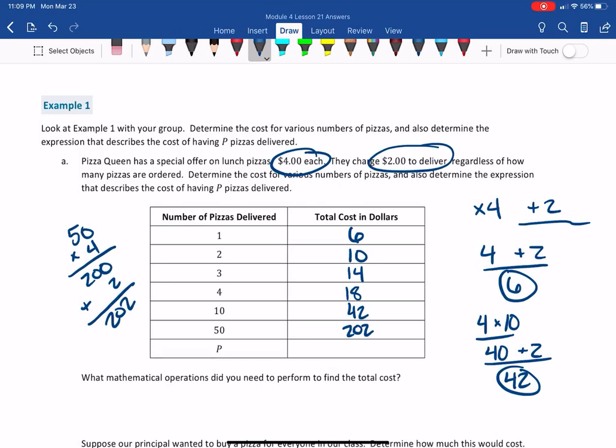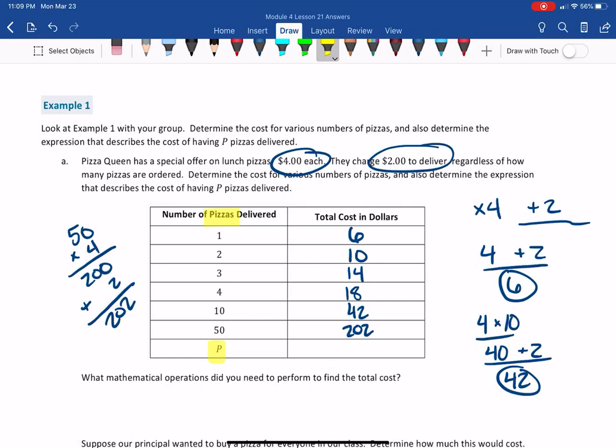Okay, but this is where we get confused. This is where you send me a Remind message or a Teams message: Hey, Mr. Medford, what in the world does that P stand for? Well, look, the P stands for pizzas. So we just did it in our head. You just did it for the whole entire table.